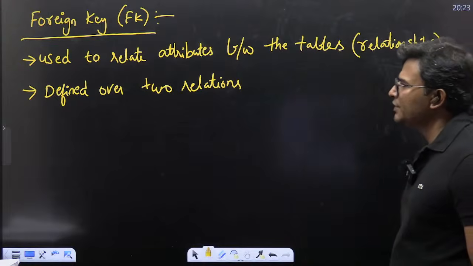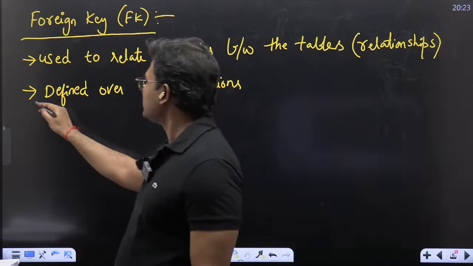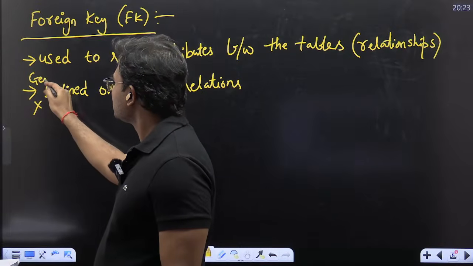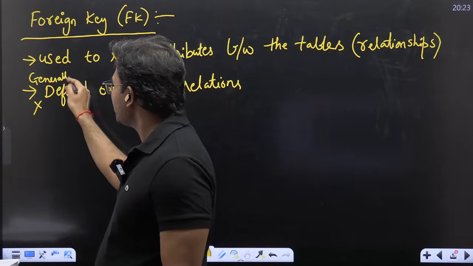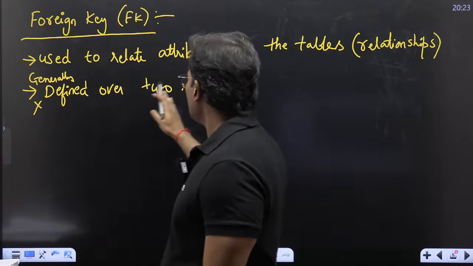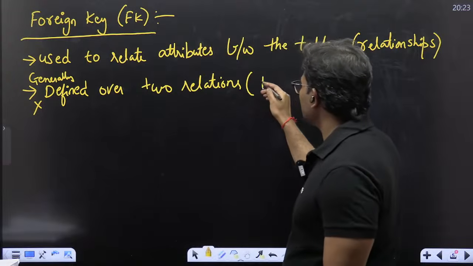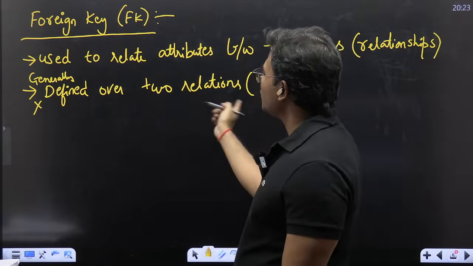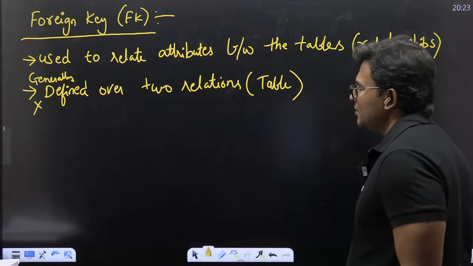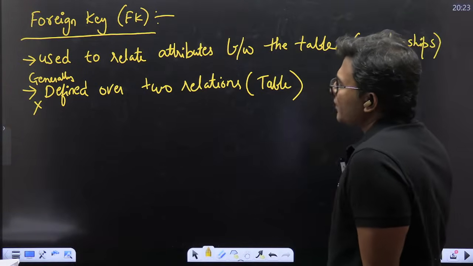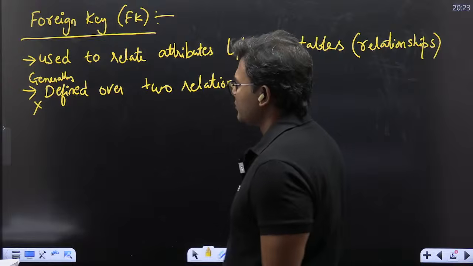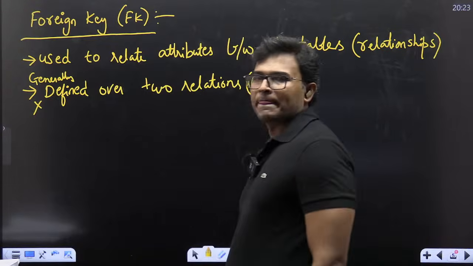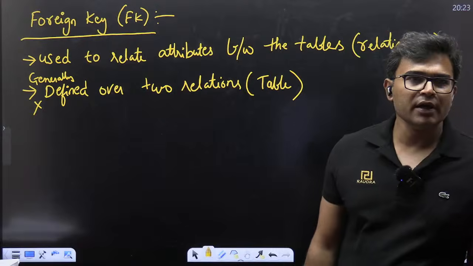You can write here "generally", because there can be one table also. It is defined over two relations. What is a relation? Relation is nothing but a table. What do I mean by saying this? When there are two tables, if you want to establish a relationship, then foreign key is going to be helpful.